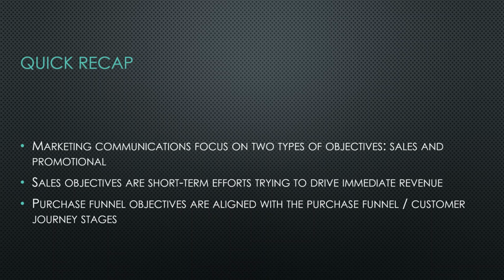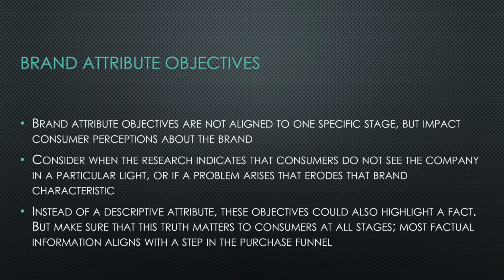So now we're going to talk about the second type of promotional objectives, which are the brand attribute ones. These are a little bit different. Unlike the purchase funnel ones, they're not aligned to one specific stage, but they impact customer perceptions about the brand. So what does that mean exactly? Well, if I don't know something exists, it makes sense that I'm stuck at the awareness stage. But if people don't think my particular client is environmentally friendly or a sustainable business, well, that's not necessarily about awareness or interest.